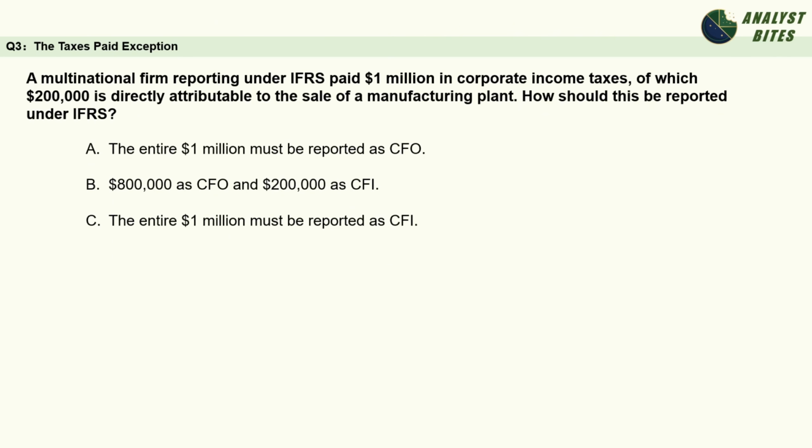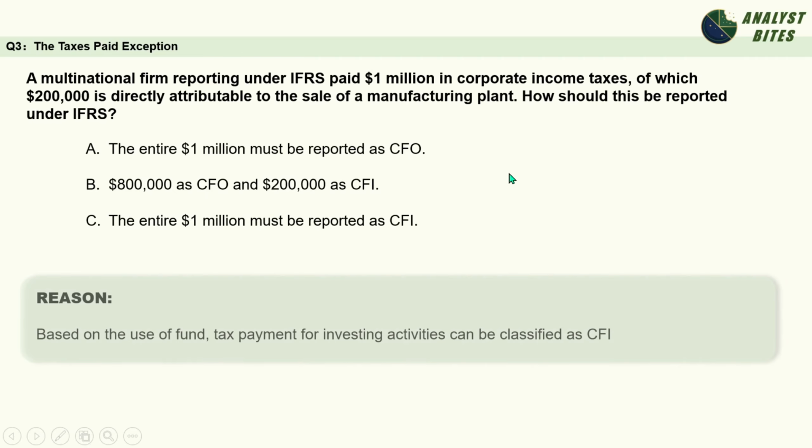Usually they sit in CFO, but they can change color based on the transaction. Since that 20,000 comes from selling equipment, which is an investing activity, it can be reported under CFI. The remaining 80,000 stays in CFO. That leads us to choice B.